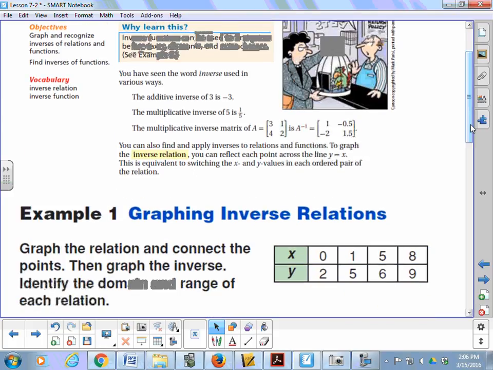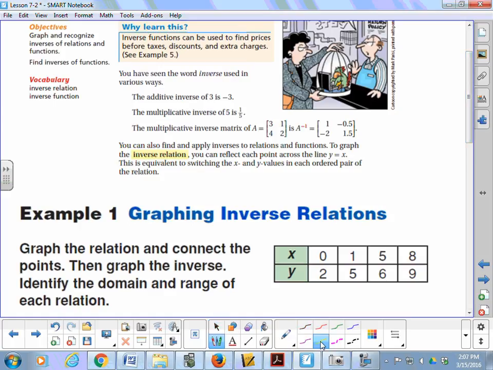So you can also find and apply inverses to relations and functions. To graph an inverse, we can reflect each point across the line y equals x. So what that means is that we are going to switch the values of x and y in each ordered pair. So the main part of inverses is that we're just going to be switching x and y. Okay? So if you keep that in mind, it makes it a lot easier.